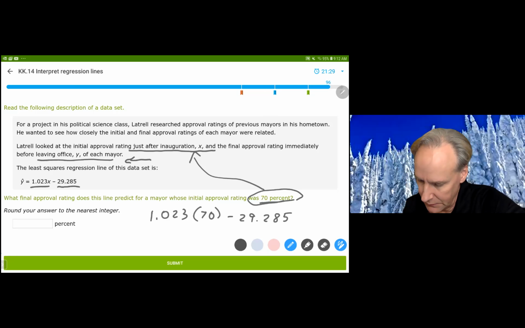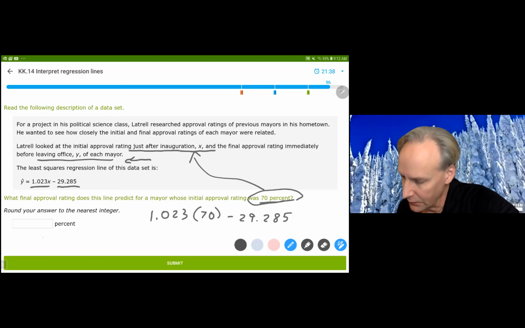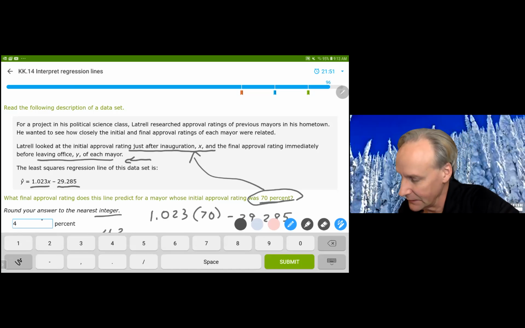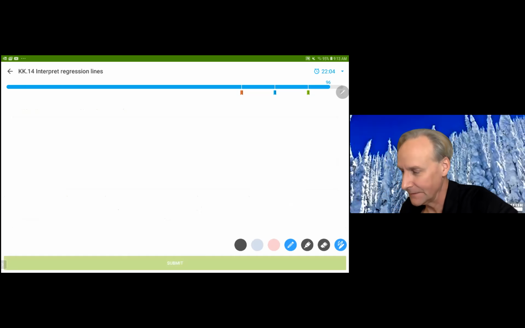So anyway, here it is, 1.023 times 70 minus 29.285. So we expect, to the nearest integer, his approval rating to go down to 42%. Clearly, this is a town that doesn't like their mayors very well, or they don't have a very good history of having mayors do well after, based on initial approval rating, and then they're not so happy at the end. Sounds like New York City.